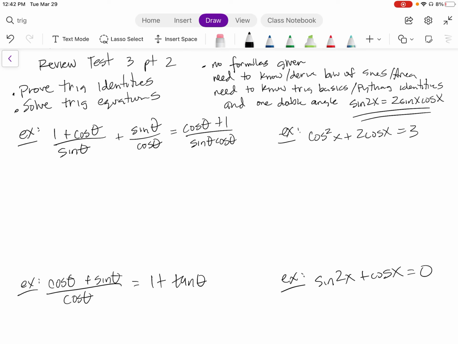And then the one double angle, as I wrote in the review, you do need to know the fact that sine 2x equals 2 sine x cosine x. That one shows up enough in trig and calc that you might as well just start drilling that in your head now. So in this video, there are two major topics left, proving trig identities and solving trig equations. So let's look at both of those.